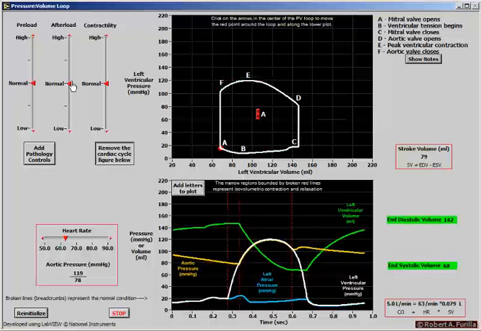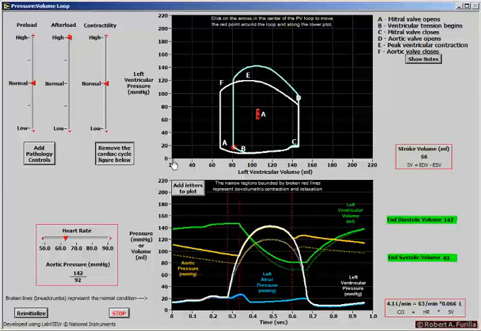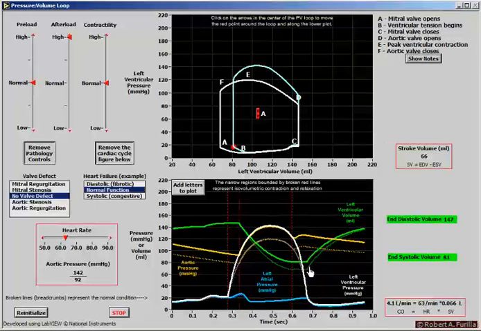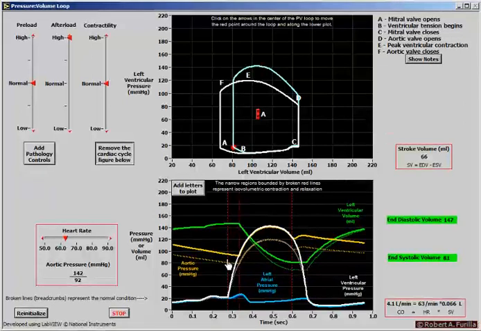And if we increase the afterload, now we see no change in end diastolic volume. And we can look here. Remember here, this is our aortic pressure, the original. Now we can see the aortic pressure is much, much higher. In this case, here was our original, the white dotted line here, original ventricular pressure. We can see now the ventricular pressure has to rise higher in order to eject the blood from the heart. An increase in end systolic volume here.